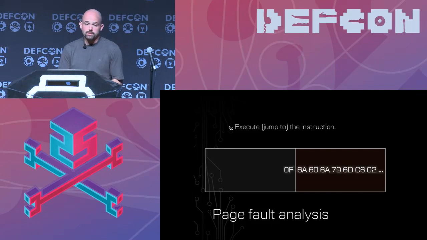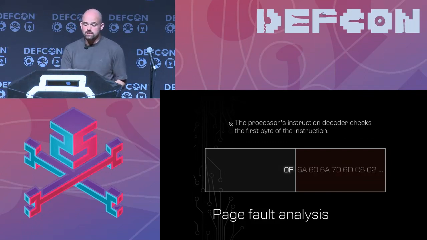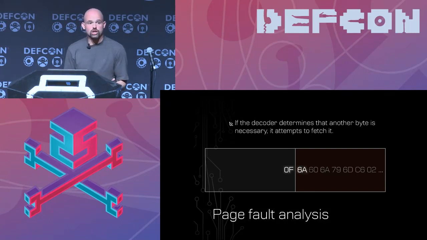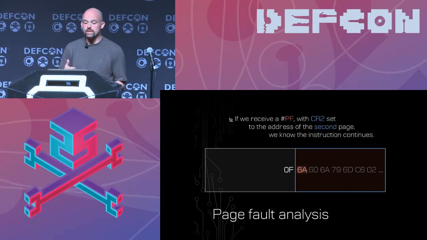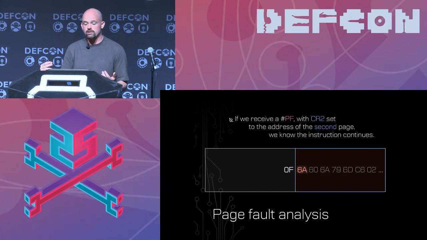Then you execute this instruction, basically just jump to the instruction and see what happens. Internally, the processor's fetcher is going to grab that first byte, that 0F here, and it's going to see 0F is not an instruction by itself. I need more bytes. So it tries to grab the next byte of the instruction. But now it sees that that next byte is on a non-executable page. So the processor throws a page fault. Specifically, the processor generates a page fault exception with the fault address in the CR2 register. So CR2 points to the address of that second page.